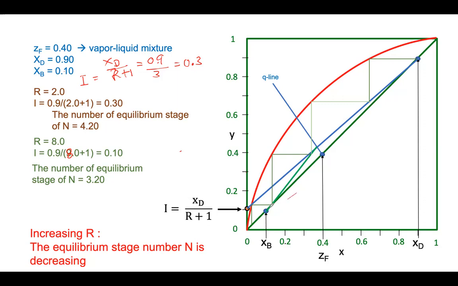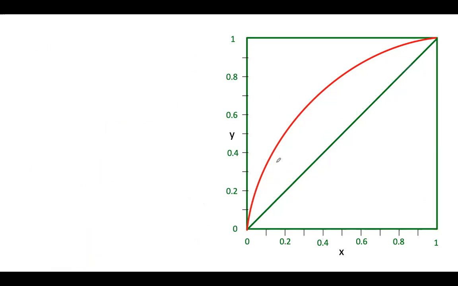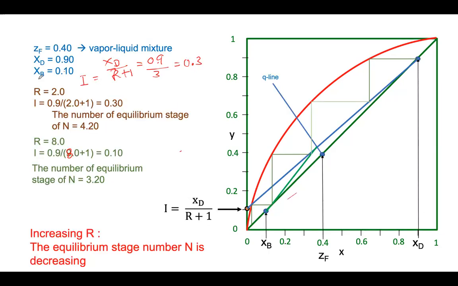Okay, so what can we learn from this simple example? If we increase the reflux ratio from 2 to 8, does the number of equilibrium stages increase or decrease, if we increase the reflux ratio?